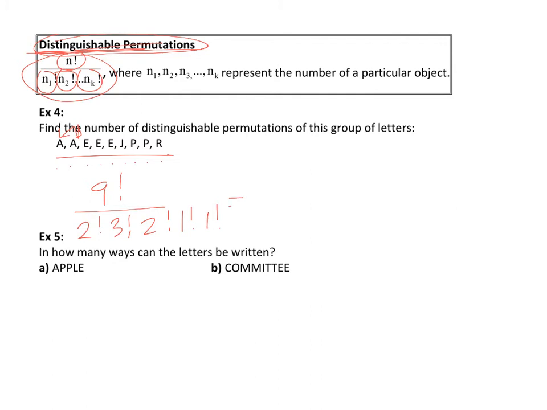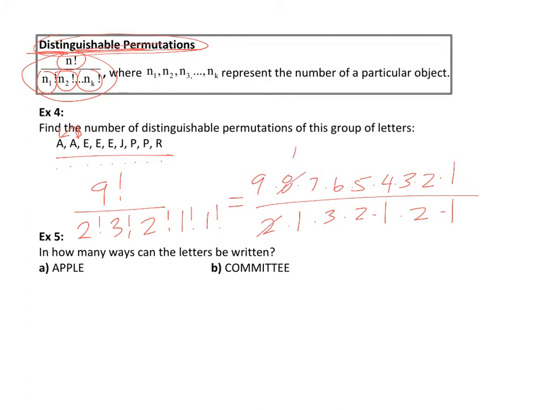All right, now, we could work this out by hand. I could just write 9 times 8 times 7 times 6 times 5 times 4 times 3 times 2 times 1 all over 2 times 1 times 3 times 2 times 1 times 2 times 1. All right, and we can just start canceling values out.